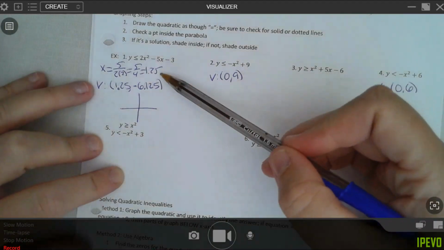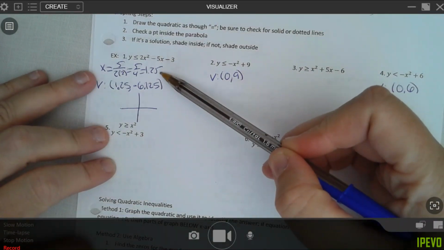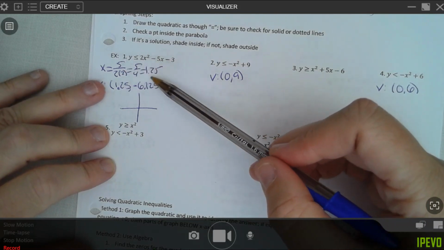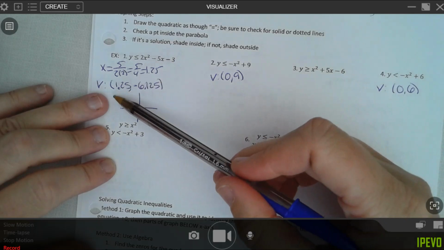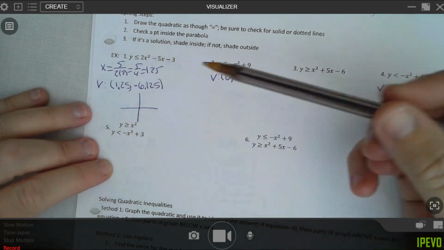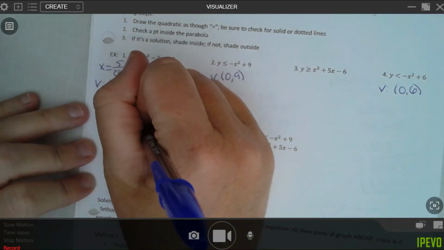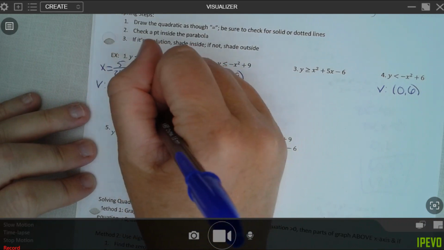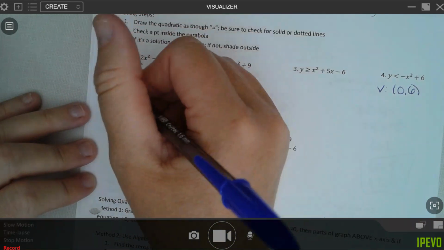So I went ahead and found the vertex like we did with the normal quadratics. So I did opposite b over 2 times a, that's 5/4, which is 1.25, and then I put 1.25 into my calculator, and I got out negative 6.125. So you would just estimate that down here. Then I found my intercepts. My intercepts were like negative 0.5 and 3, but you can find any of your points.